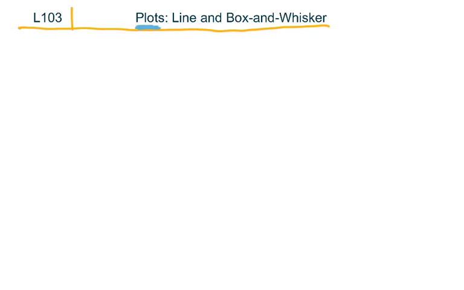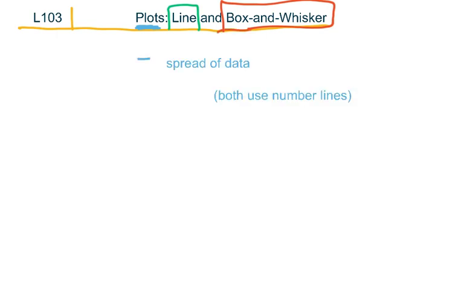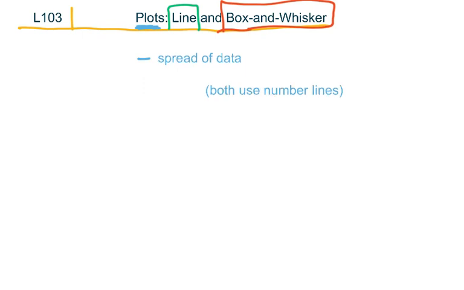Okay, so we have plots. We have two types today. We're going to look at line plots, and we're also going to look at Box-and-Whisker. Both of these plots show what's called the spread of data, and both will be using number lines. We're going to use the same data set for both creating our line plot and our Box-and-Whisker plot.